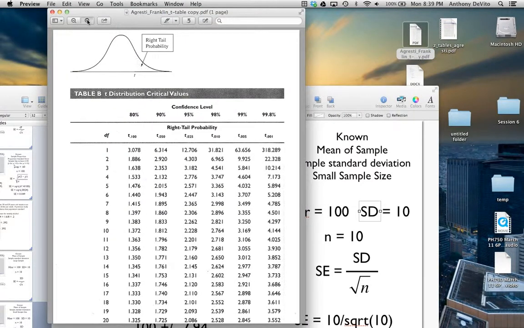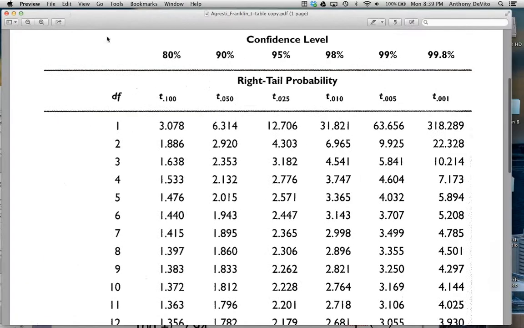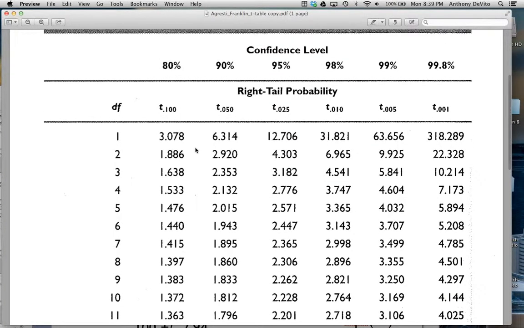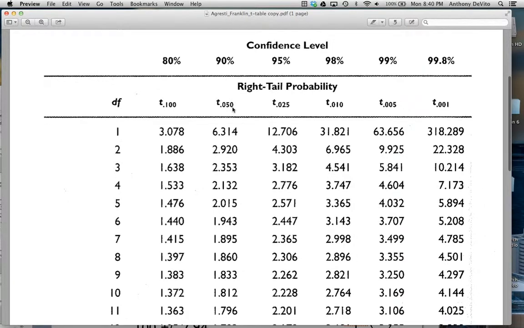The t-table is laid out a bit differently than the z-table. We don't have every area available in here. We just have the ones that are important to us, what we need for the 95% confidence interval, 99%, 90% confidence interval, and so on. The column we're interested in is going to be the 95% confidence interval, this column right here. If we want a 90% confidence interval, we use this column. For a 99% confidence interval, we'd be using this column.